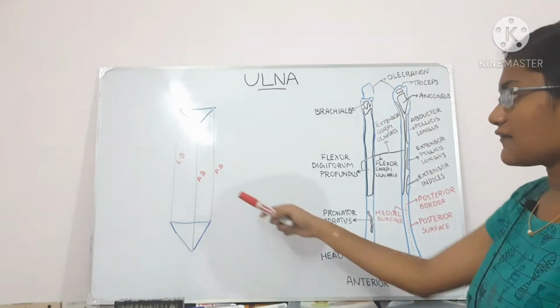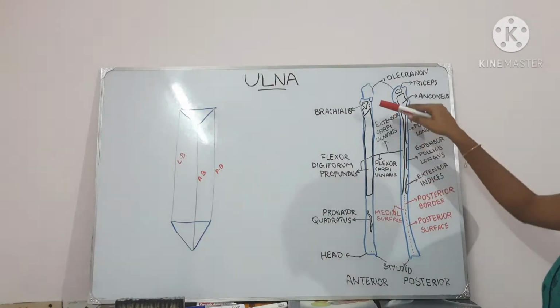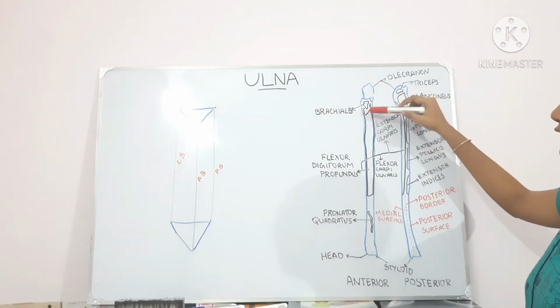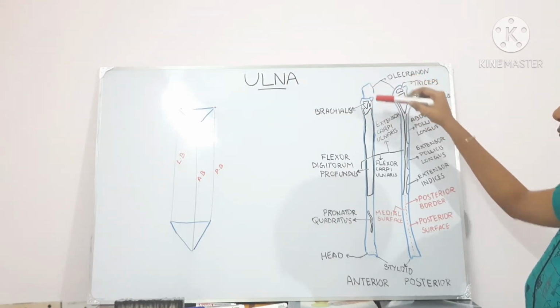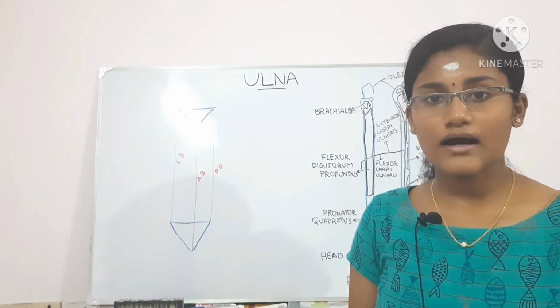The anterior surface lies between the anterior border and the lateral border, and the anterior surface has a nutrient foramen on its upper part, and the nutrient foramen is directed upwards. The nutrient foramen carries a branch of the anterior interosseous artery.